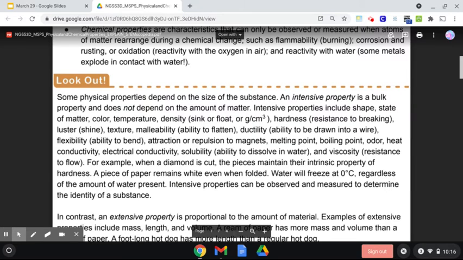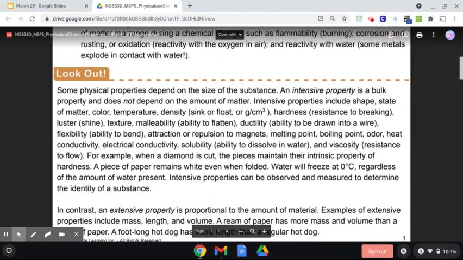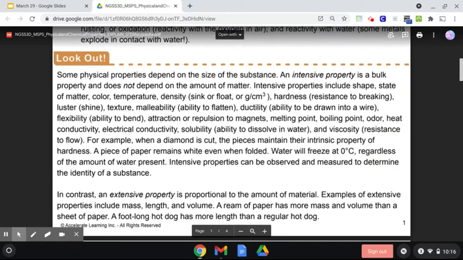For example, when a diamond is cut, the pieces maintain their intrinsic property of hardness. A piece of paper remains white even when folded. Water will freeze at 0 degrees Celsius regardless of the amount of water present. Intensive properties can be observed and measured to determine the identity of a substance.